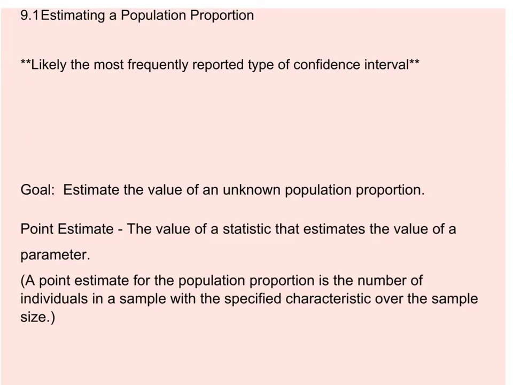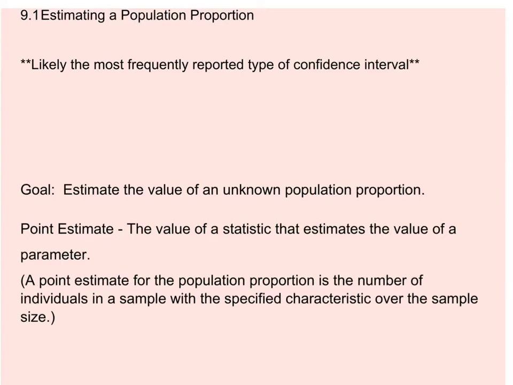Hi everyone, in this video we're going to go through section 9.1, estimating a population proportion. And what I say at the top is this is likely the most frequently reported type of confidence interval. So confidence interval is something that we're going to have defined for us a little bit later in the section. But really, it's the statistic that we encounter most often in our daily lives, I think. And our goal here is formally stated to estimate the value of an unknown population proportion. And what that means is use sample data to tell what everyone else is thinking.